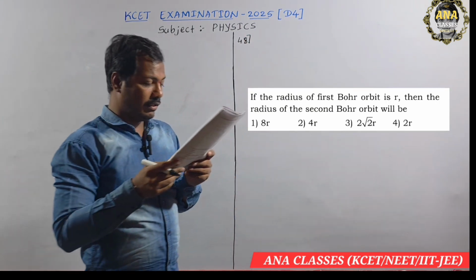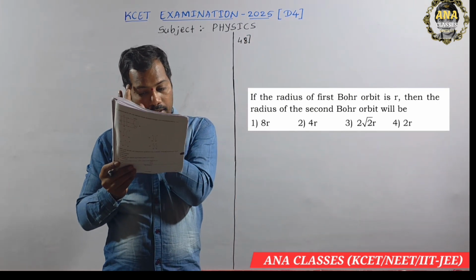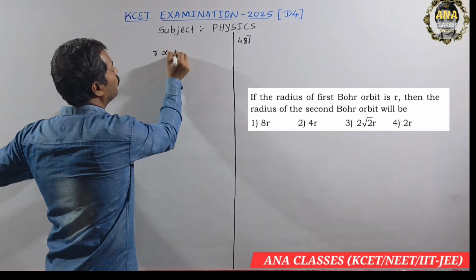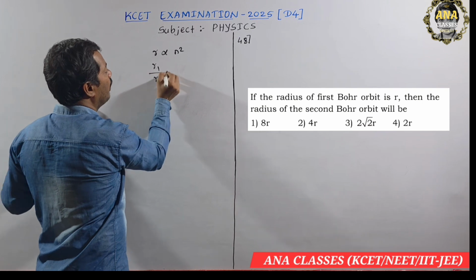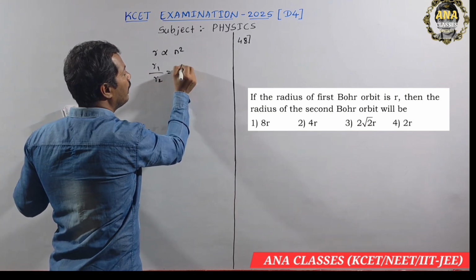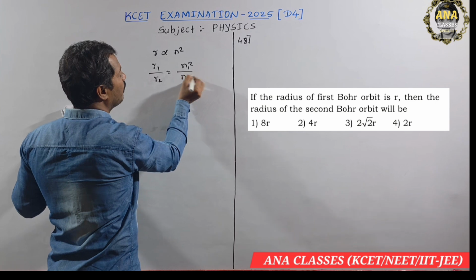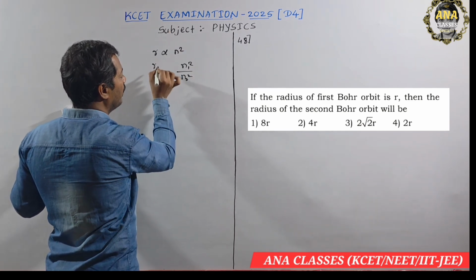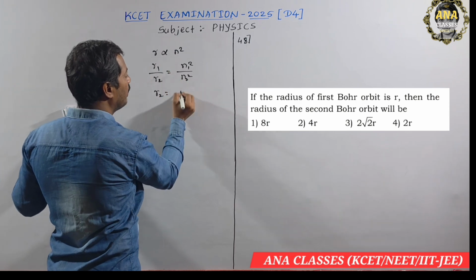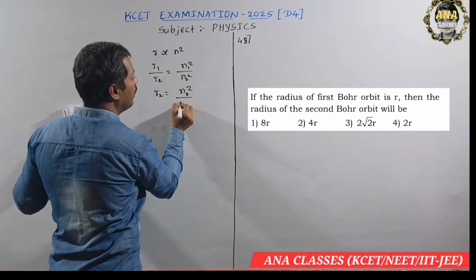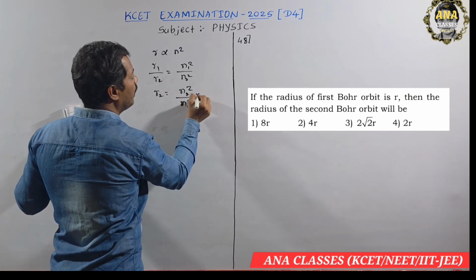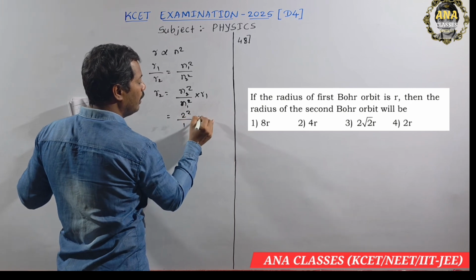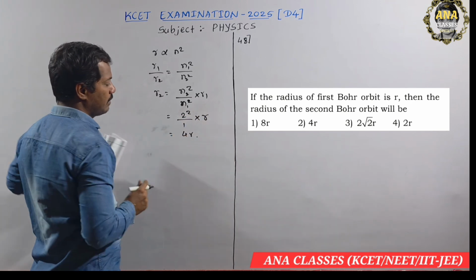Next question 48. The radius of the first Bohr orbit is r. The radius of the second Bohr orbit is? So n is equal to 2. Our formula is r is proportional to n square, so r1 divided by r2 is equal to n1 square divided by n2 square. Here the first orbit is r1, and we need to calculate r2, which we call r. So r2 is n2 square divided by n1 square into r1. So 2 square divided by 1 into r. So it is 4r, the answer.